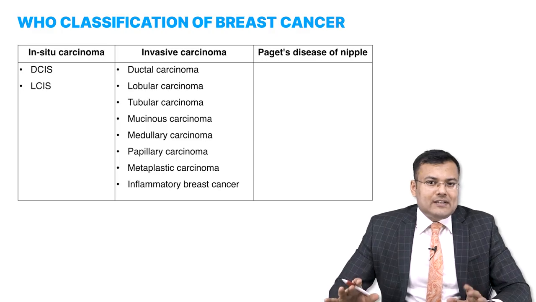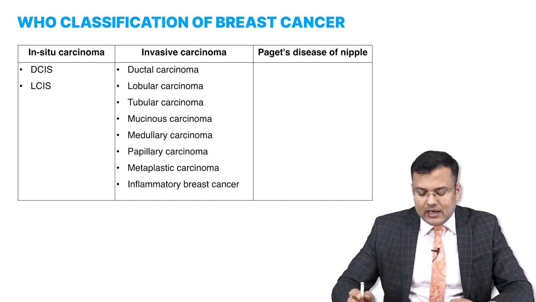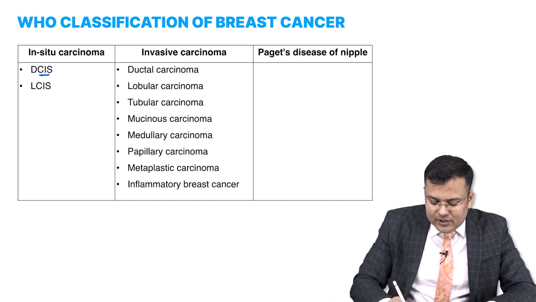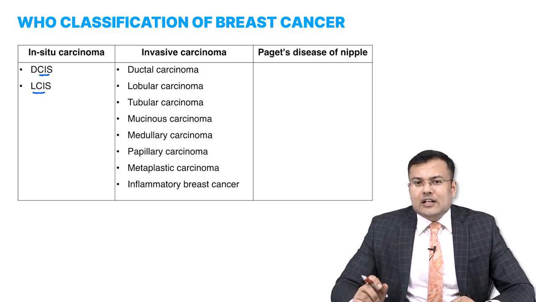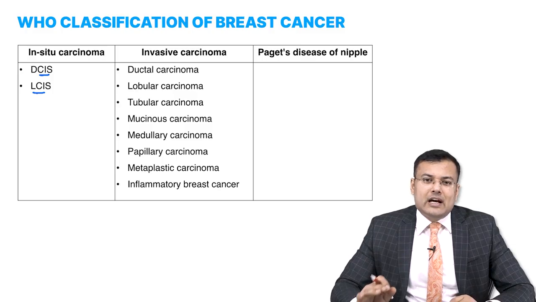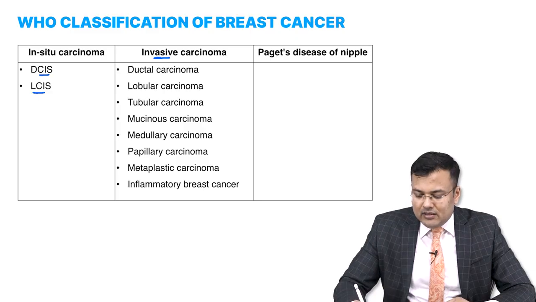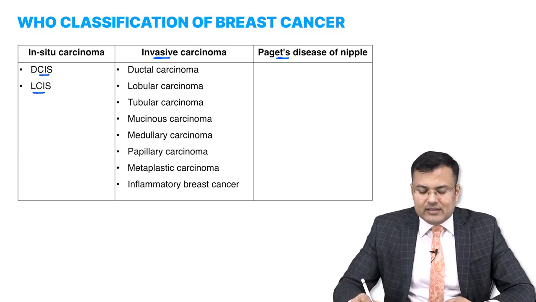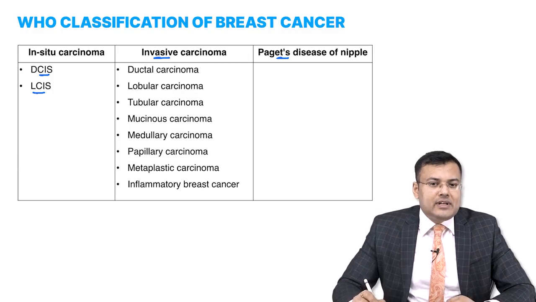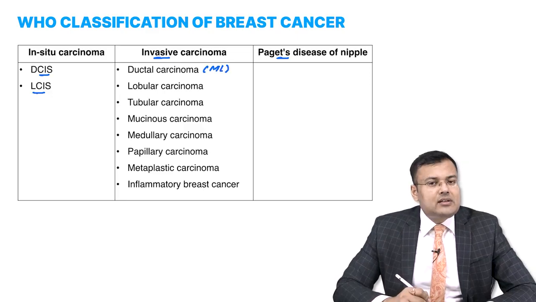Now see the WHO classification of breast cancer. According to WHO classification, there are 3 categories. First, in situ carcinoma, which includes DCIS and LCIS: ductal carcinoma in situ and lobular carcinoma in situ. Second category, invasive cancer. And third, Paget's disease of nipple. In invasive cancer, the most common type is ductal carcinoma.